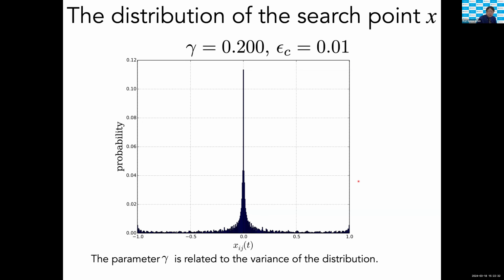This distribution is controlled by the parameter gamma. That is, parameter gamma relates to the variance of the distribution. If gamma is small, the variance of the distribution becomes smaller. Therefore, we can understand the size of gamma controls the ability of local search.